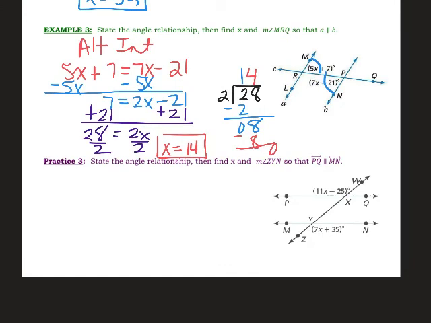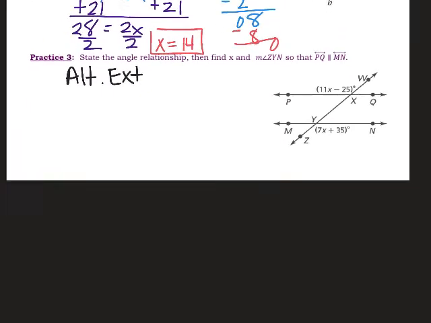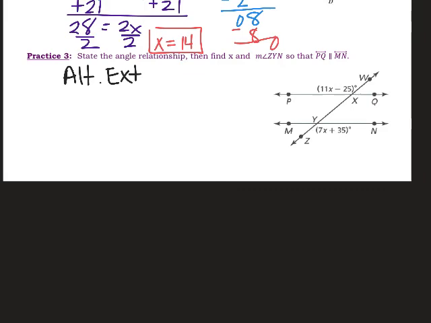All right, we can do that last one together. Who can tell me what type of angles they are? Interiors or exteriors? Exteriors. What type of exteriors are they? Alternating exteriors. Good. What should be true about them? They're equal. Good. So we're going to set them equal. We're going to say 11x minus 25 is equal to 7x plus 35.